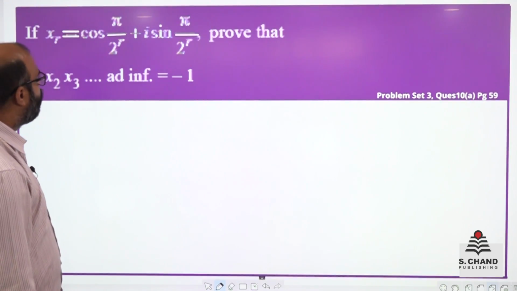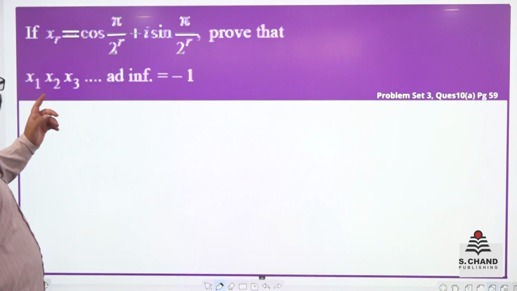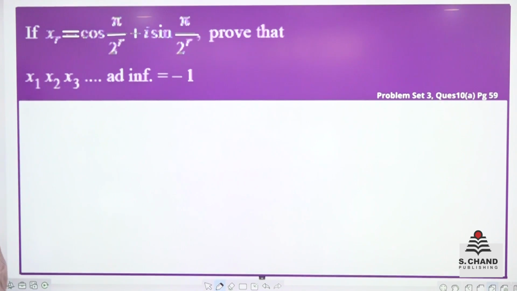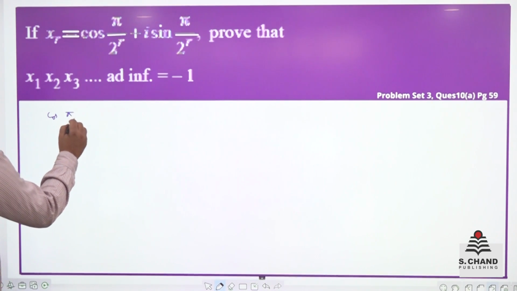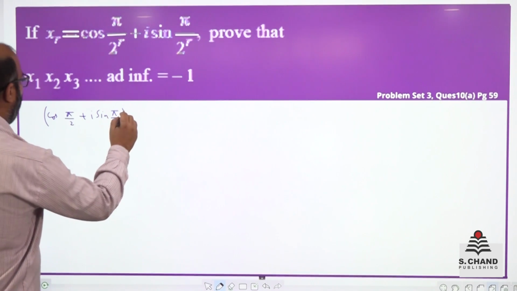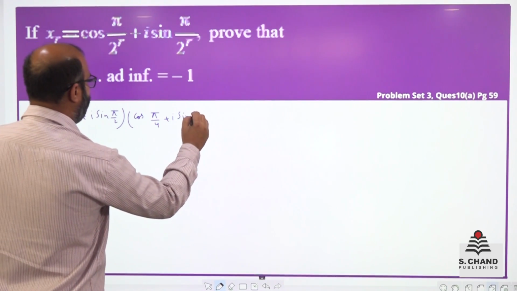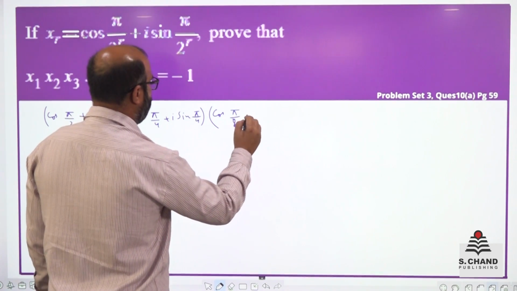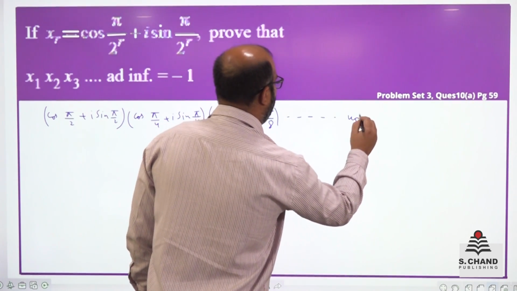If x_r is equal to cos pi by 2 to the power r plus i sin pi by 2 to the power r, prove that x1, x2, x3 till infinity is equal to minus 1. So we have to show this. Here again, x1 will be cos pi by 2 plus iota sin pi by 2, into cos pi by 4 plus iota sin pi by 4. Similarly, cos pi by 8 plus iota sin pi by 8. These terms go up to infinity.